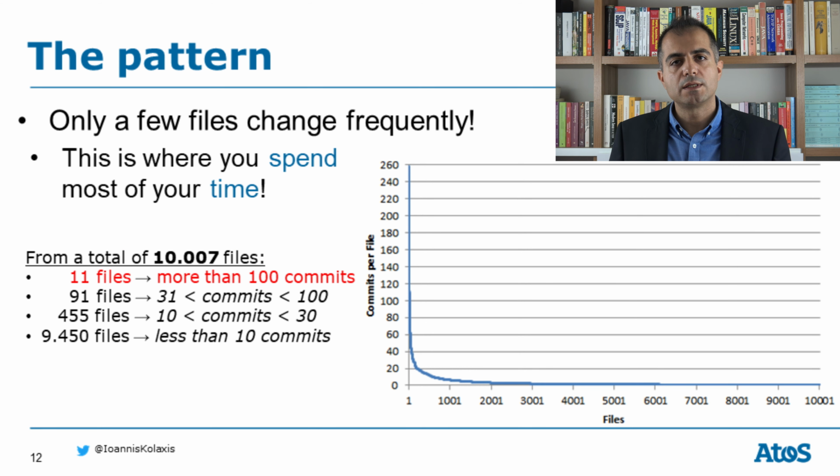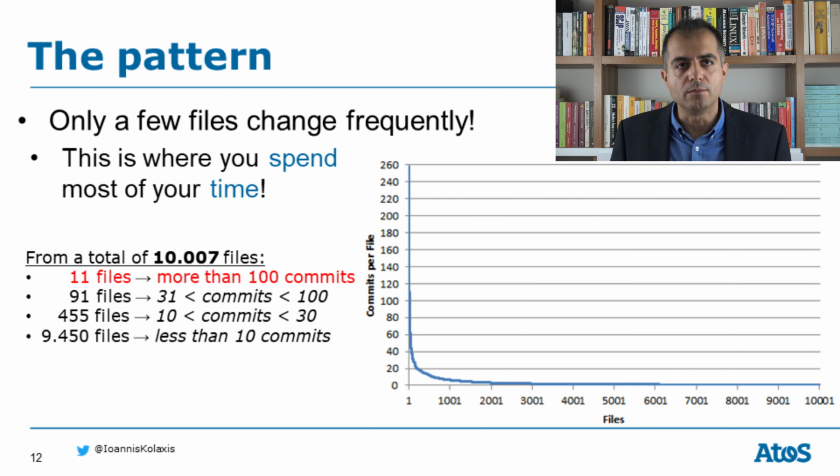We extracted this list of files with a number of commits and imported them into Excel, where we've drawn this graph. What does this graph show us? We have 10,000 files in our repository, 10,000 source files. Most of them are Java files. But only 11 files have more than 100 commits. Only 11 files have more than 100 changes. On the other hand, we have 9,450 files that have less than 10 commits.